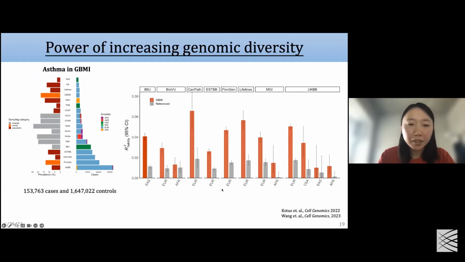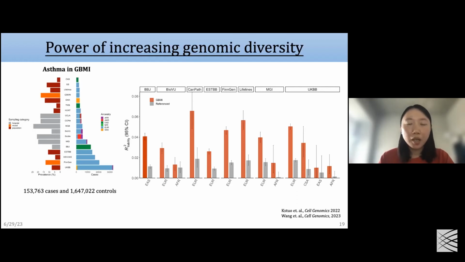So the x-axis shows the target population in each of the biobanks. We see the GBMI GWAS-based PRS actually improved the accuracy a lot across different ancestry populations. So these results highlight the power of increasing the genomic diversity of the discovery GWAS, as well as the benefits from the larger sample sizes.